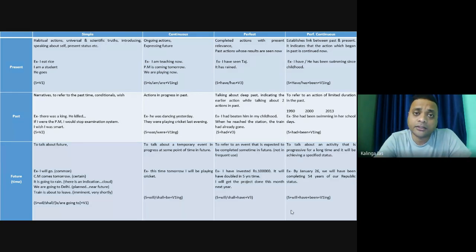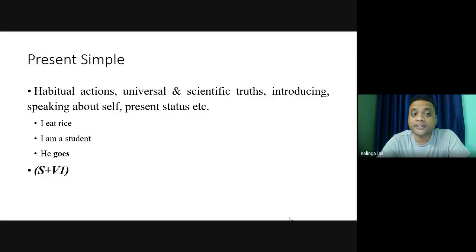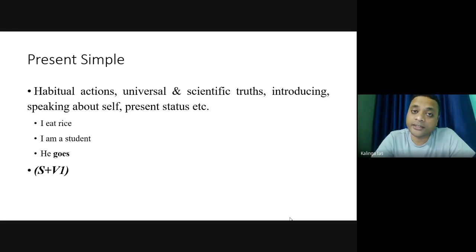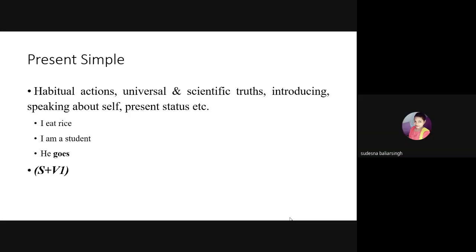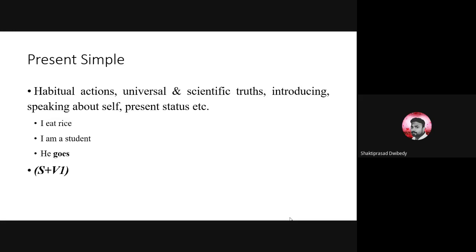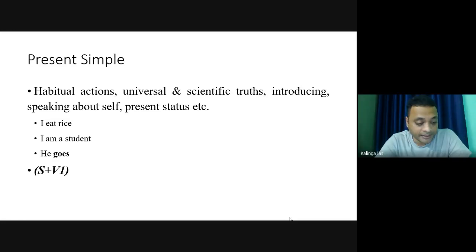Very quickly, let's look at each aspect individually. Present simple. Present simple is used when we talk about habitual action, universal and scientific truth, introducing and speaking about self, present status. Habitual action, good example, quickly. Somebody? I brush my teeth every day. Universal scientific truth: Sun rises in the east.